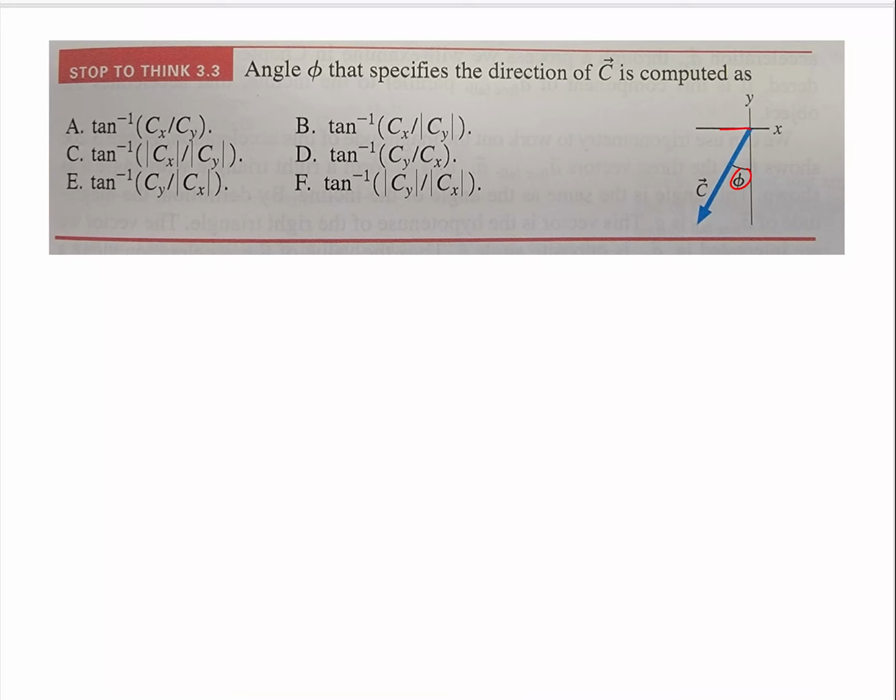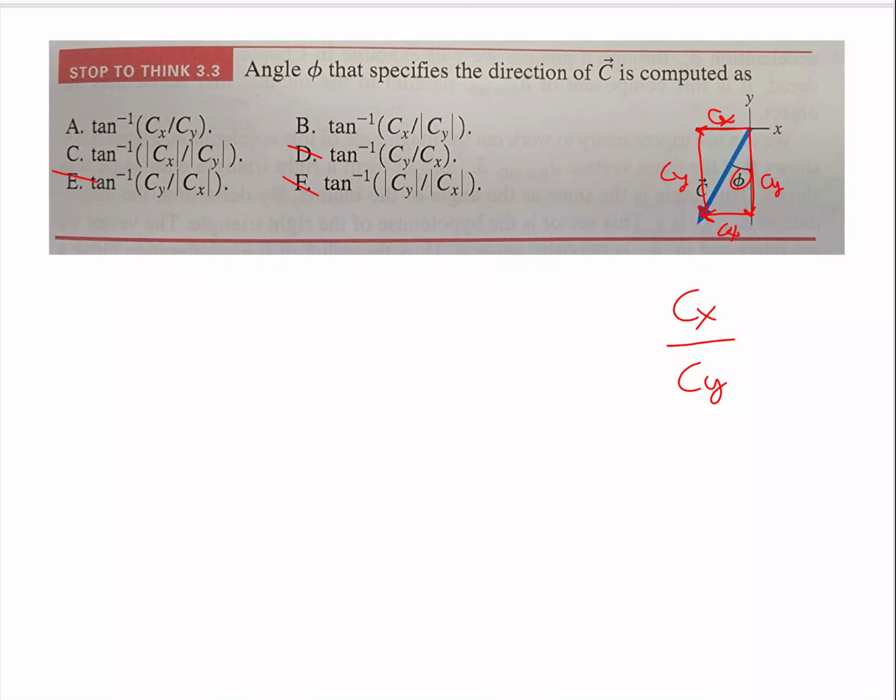So C sub x is a negative value. C sub y is a negative value. If I draw this along with this angle, then C sub y, C sub x, right? Now we can see that they're trying to use tangent. So that means we need the opposite over the adjacent, C sub x over C sub y. So only ones with C sub x over C sub y are allowed. So that eliminates D, F, E.